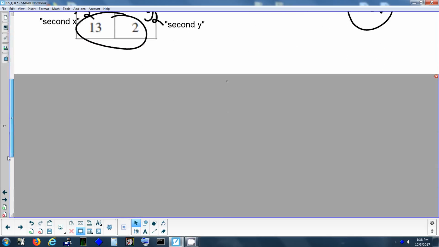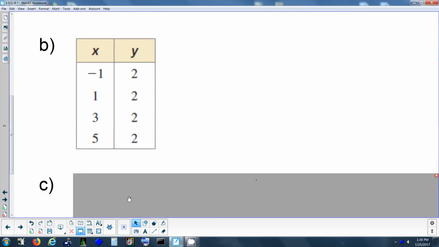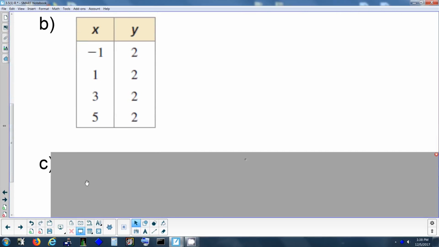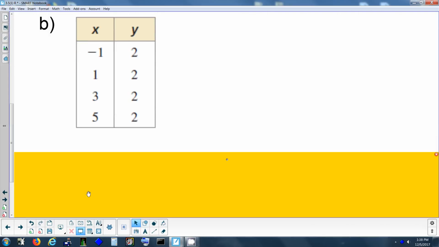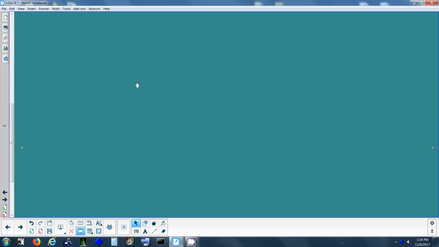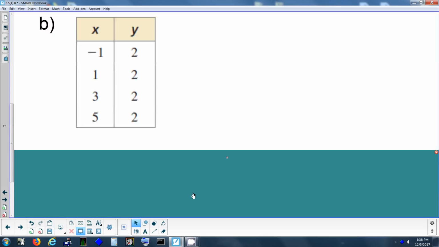Let's look at 3b. Give me a coordinate you want to use and tell me what you want to label it. 3, 2. All right, so I'm going to circle that. 3 will be what? X1. 2 will be? Y1. Very good.